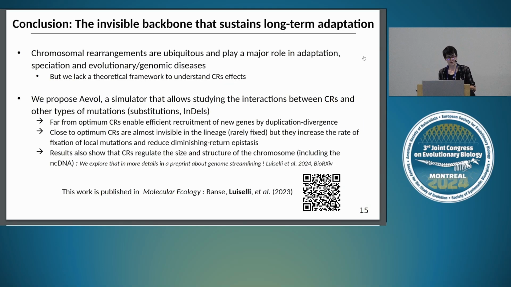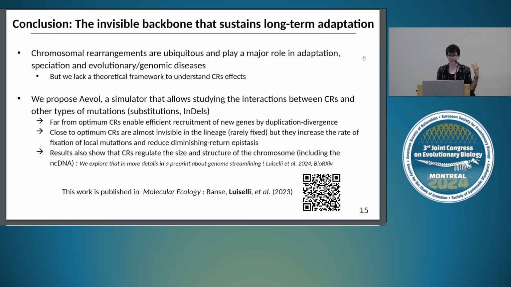So, chromosomal rearrangements are ubiquitous and play a major role in adaptation, and we propose to use more simulations to try to understand their effects. We have shown that when we are far from the optimum, chromosomal rearrangements enable an effective recruitment of new genes by duplication divergence, and that can also be true for the adaptation to new environments, for example. When we are closer to the optimum, they are not so key and they are not so often fixed, so they are almost invisible in their lineage, but they increase the rate of fixation of local mutations and they help reduce the diminishing return epistasis.